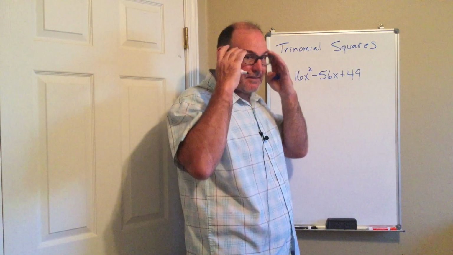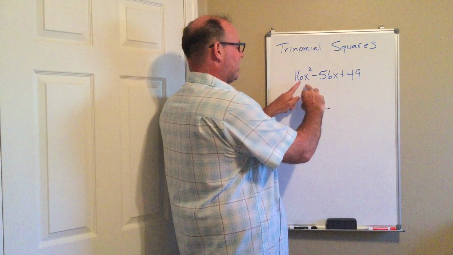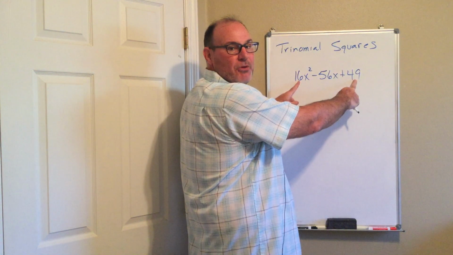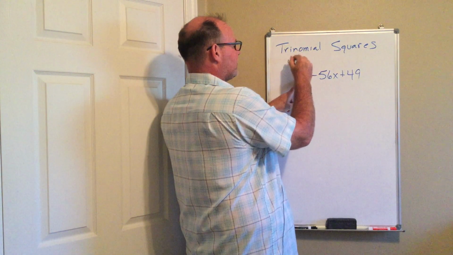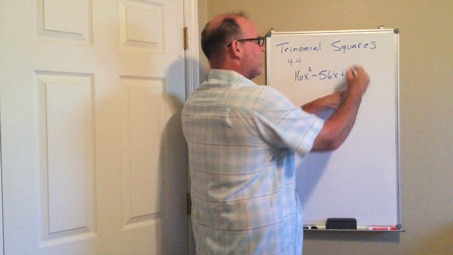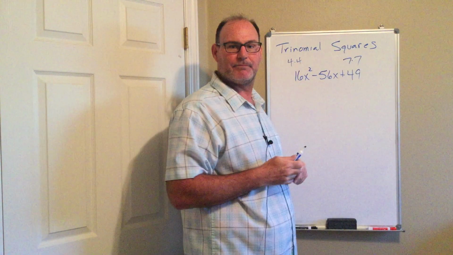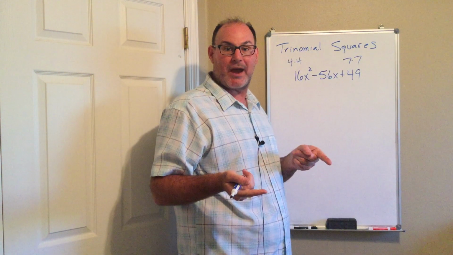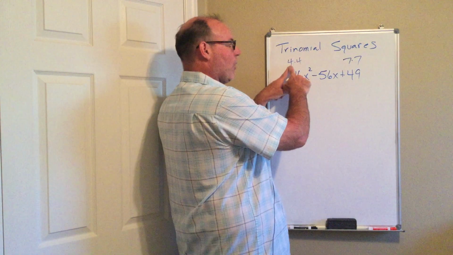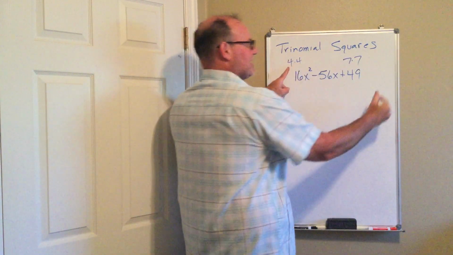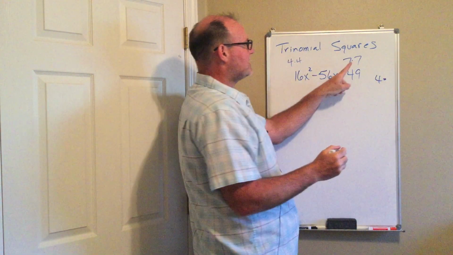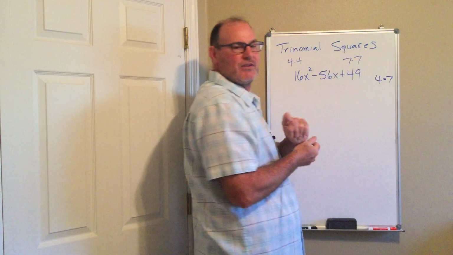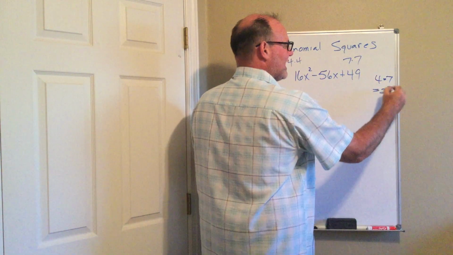The clue that this might be a trinomial square is that the first and the last are both perfect squares. 16 is 4 times 4, and 49 is 7 times 7. One more thing has to be true for it to be a trinomial square. I'm going to take the 4, because 4 times 4 is 16, times the 7, because 7 times 7 is 49, and that equals 28.